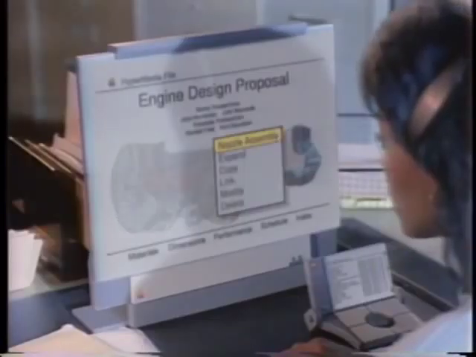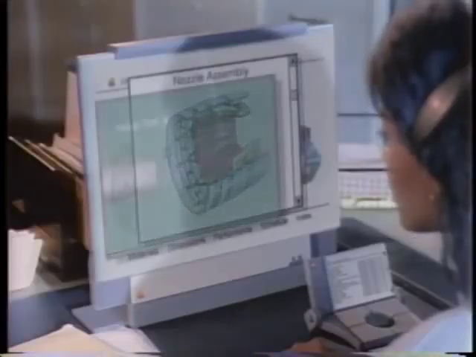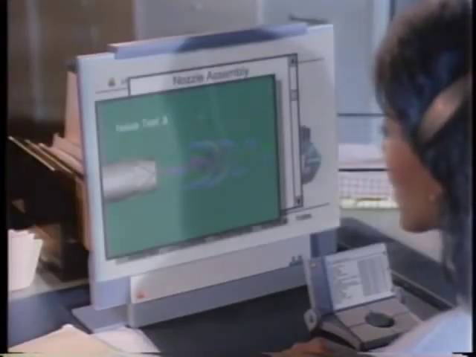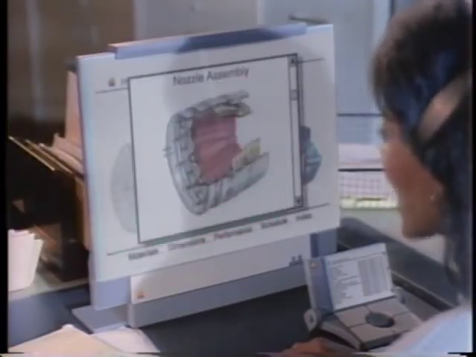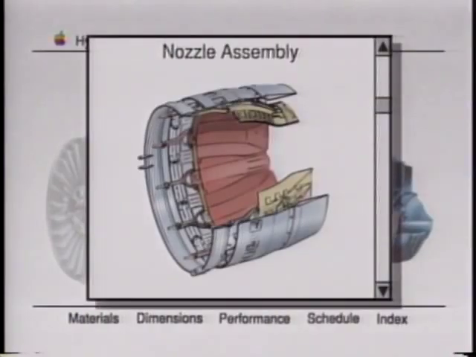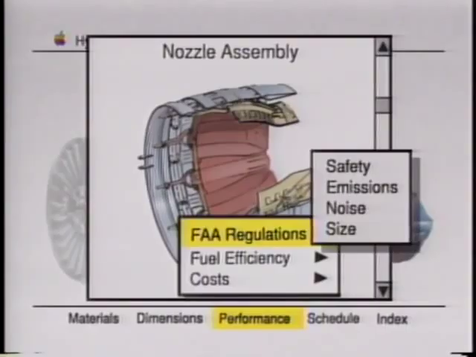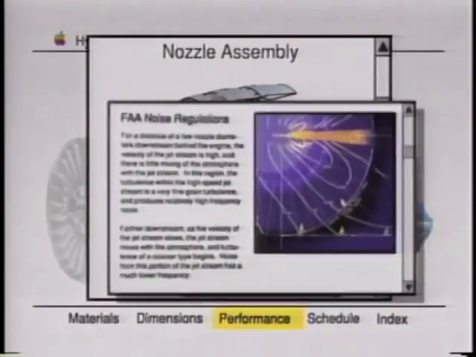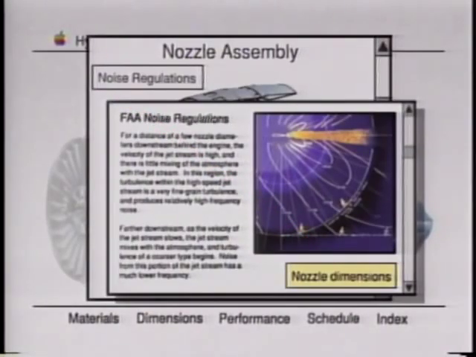Select the nozzle. Modify. Let's see noise test 3 again. Okay, change the nozzle dimensions to the ones in noise test 3. Great. Let's see performance requirements. Regulations. Noise. Link the noise regulations to the nozzle dimensions. Nozzle dimensions.